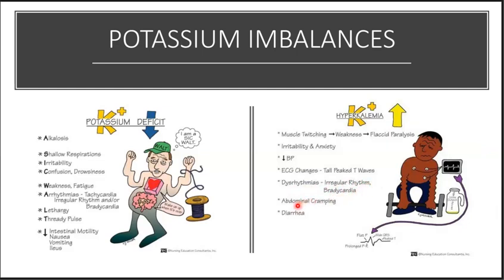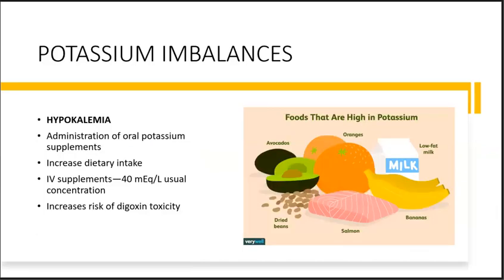There could be abdominal cramping. There could also be diarrhea. So with hypokalemia, you want to administer oral potassium supplements. Dilute them in juice to avoid gastric irritation.